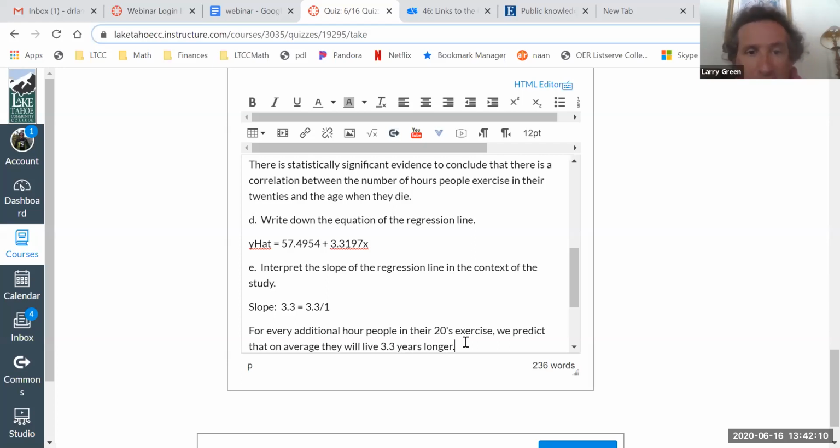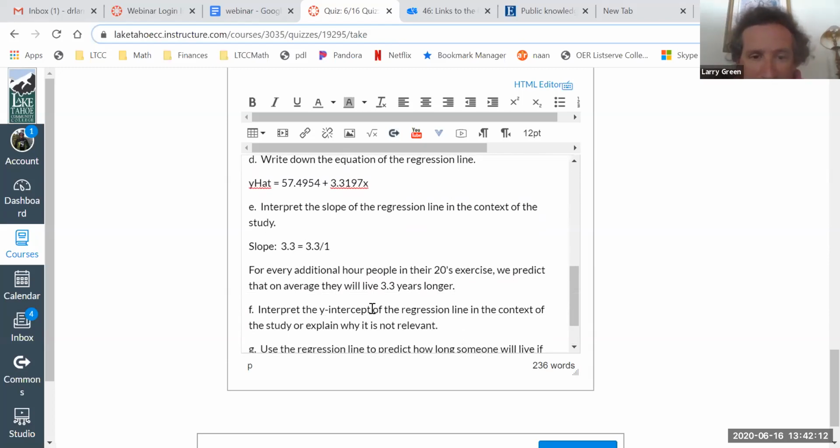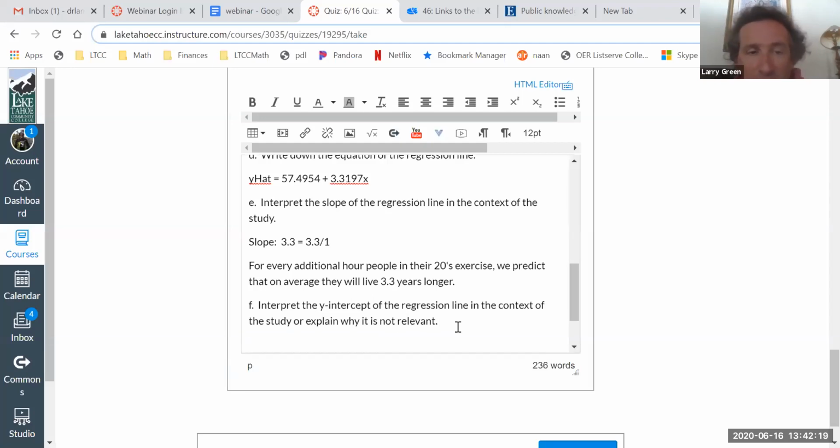Okay, now let's look at F. F is interpret the y-intercept. So first thing, what is the y-intercept? What number is it? Maybe to the nearest whole number.